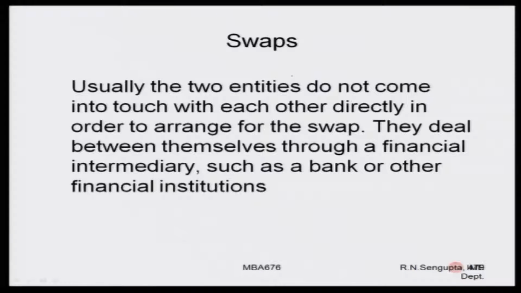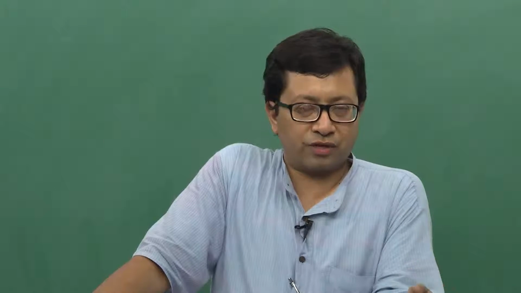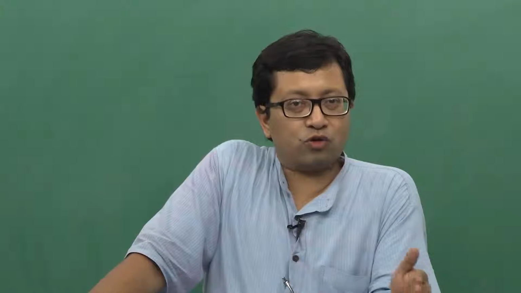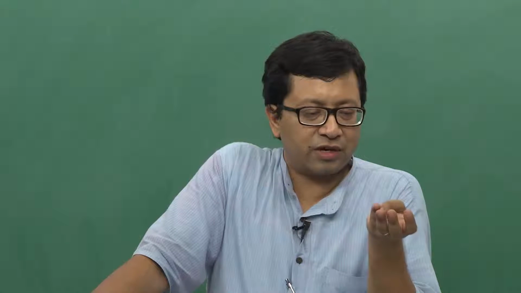In swaps, usually the two entities do not come into touch with each other directly to arrange the swap. They deal through a financial intermediary, as I just discussed, such as a bank or other FI. The concept of comparative advantage is very important for a swap. You may be converting your position from a liability to an asset, or an asset to a liability, from fixed to floating or floating to fixed interest rate, from rupee to dollar or rupee to yen, or a combination of these. Combination means you face risk from both interest rate and foreign currency.